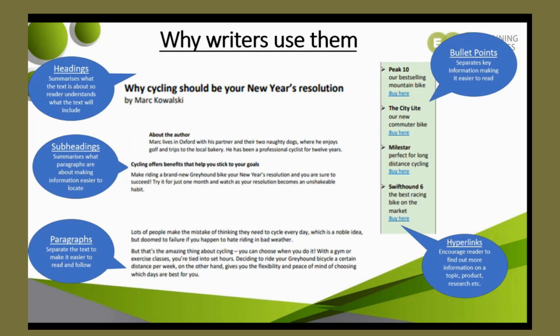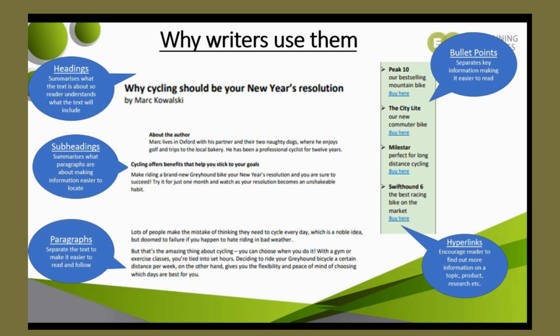We then have our subheadings, and these summarise what our paragraph is about, making information easier to locate. So, for example, if we wanted information about the author, we would go to the About the Author section that's likely to tell us about where he lives, how long he's been cycling for, etc.